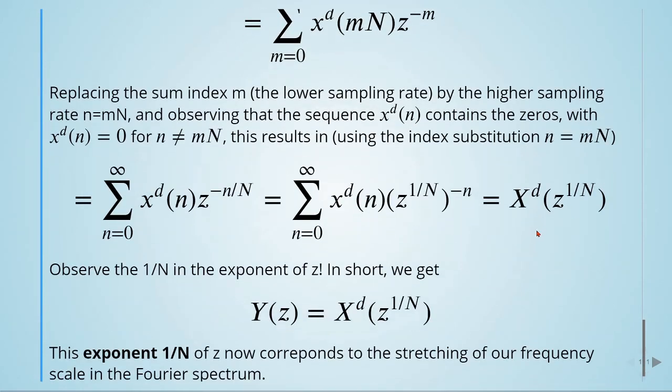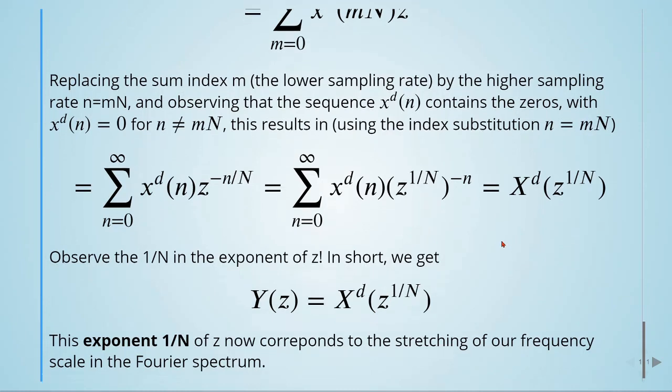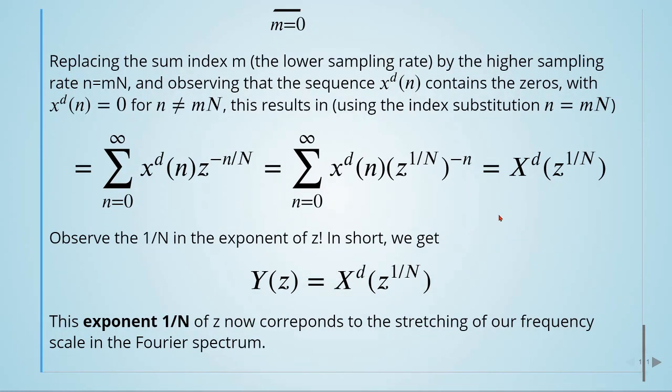So we have this sum here. Observe the 1 divided by capital N in the exponent of z here. And in short, we get that Y of z is equal to capital X superscript d of z to the 1 divided by capital N. This exponent 1 divided by capital N of z now corresponds to the stretching of our frequency scale in the Fourier spectrum.